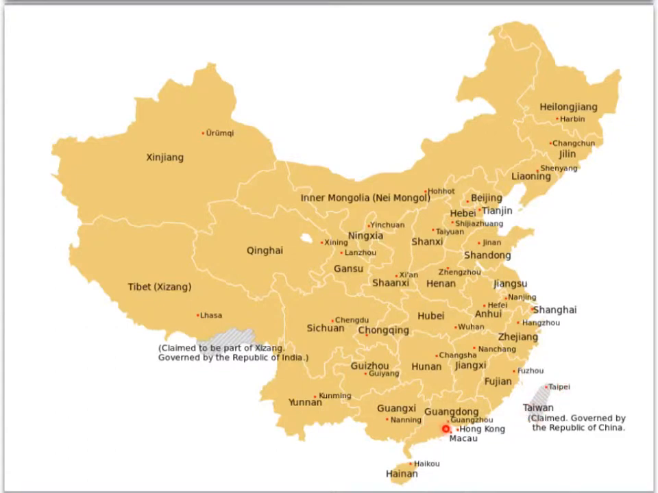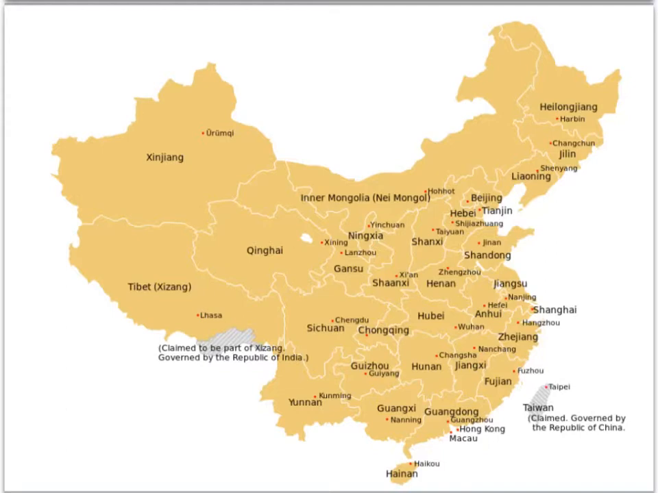Further down south you have Guangdong with its capital of Guangzhou. You've got Hong Kong and Macau right on the coast as well. It's also worth mentioning Jiangxi here with its capital of Nanchang.